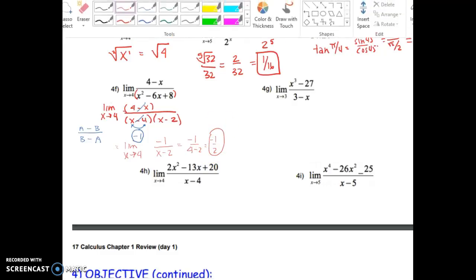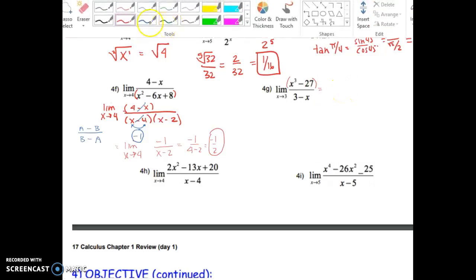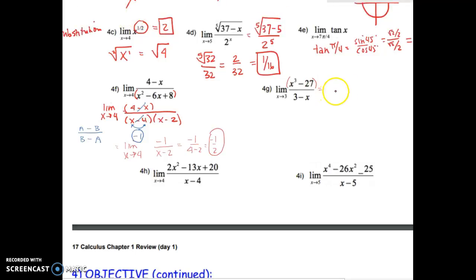Okay, on my next one, right here, if I plug 3 into my denominator, I have a problem. So again, I'm going to factor this and see if I can cancel stuff. And what I have there is the difference of two cubes. So I'm going to copy, square, square, opposite product in the middle. There's my 3 minus x. So if I take the cubed root of x cubed, I'm left with x.